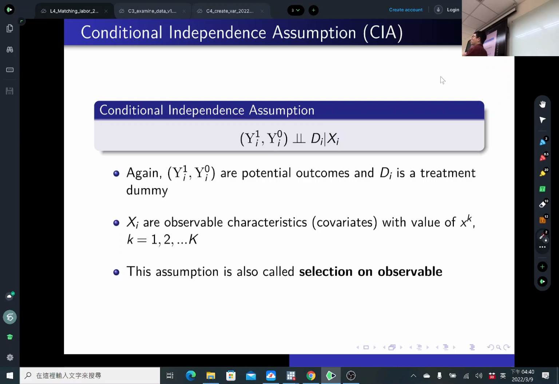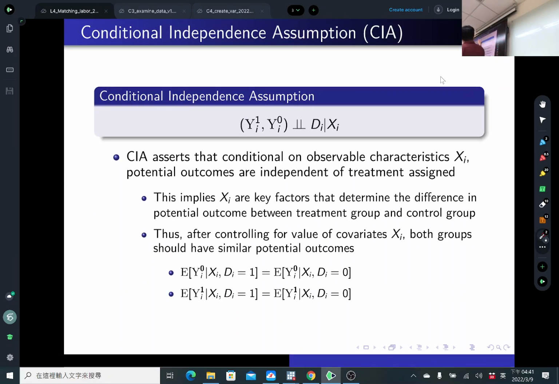Okay, so it's because you are older that you join the job training program, and then you earn more, something like this. So after you control for age, the treatment group and control group now will be comparable. Okay. So any question for this?